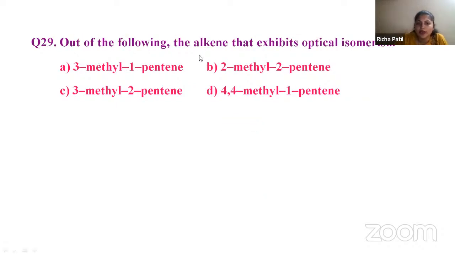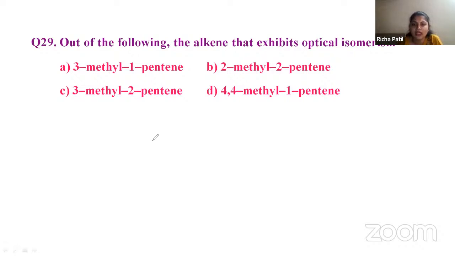Out of the following, which alkene exhibits optical isomerism? For a compound to show optical isomerism, what are the conditions? The first condition is it should have a chiral carbon. The second condition is that its mirror images should be non-superimposable. You have to be quick in writing the structures. First you need to write the structures and then you have to justify.